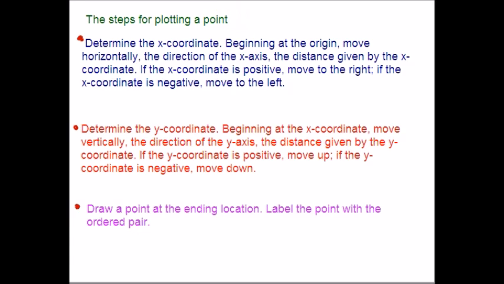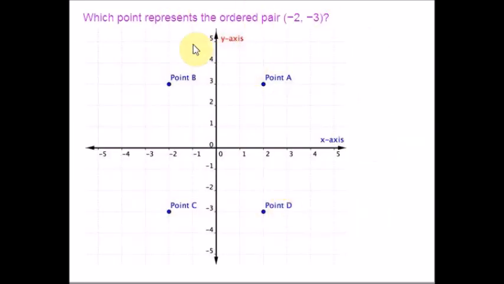Okay, let me take another example and explain it to you. Here is the next example. Which point represents the ordered pair -2, -3? I have many points on the graph. You have to identify which point is representing this. Point A represents a positive x-coordinate and positive y-coordinate, and point B represents a negative x-coordinate and positive y-coordinate, and point C represents a negative x-coordinate as well as a negative y-coordinate.